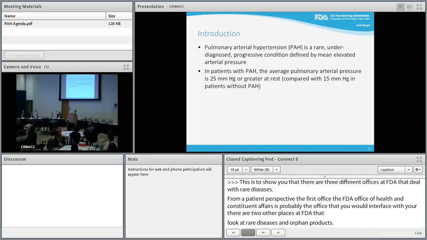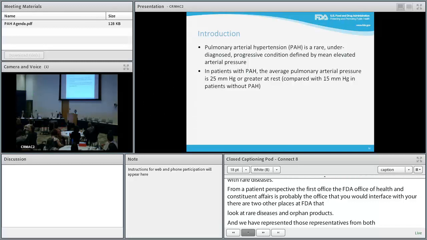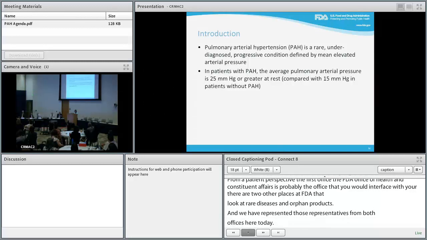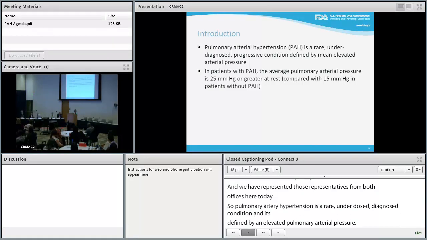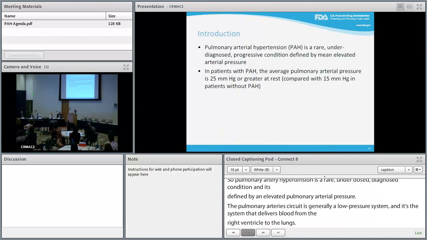So pulmonary artery hypertension is a rare, underdiagnosed progressive condition, and it's defined by an elevated pulmonary arterial pressure. The pulmonary artery circuit is generally a low-pressure system, and it's the system that delivers blood from the right ventricle to the lungs. So the definition that I put here is that the average pulmonary arterial pressure is higher than 25 millimeters of mercury at rest, compared with patients without pulmonary hypertension.